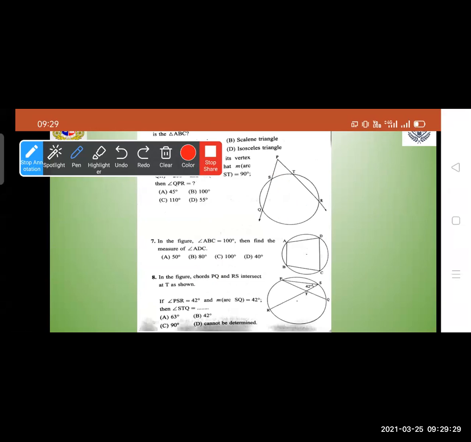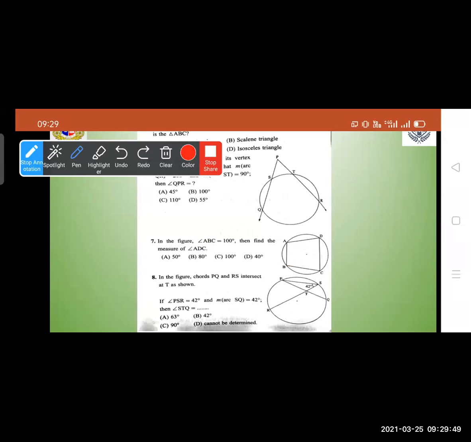In the figure, ABC is equal to 100, then find the measure of ADC. So ABC is 100, you have to find ADC. So how much will it be? Again apply the linear angle theorem and then we find angle D.